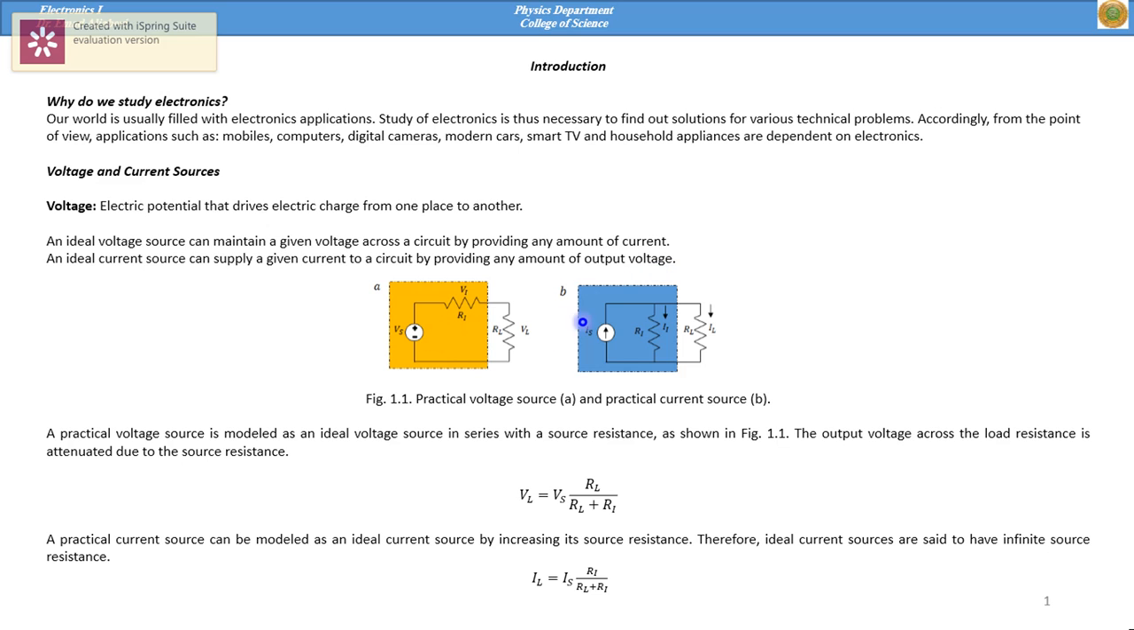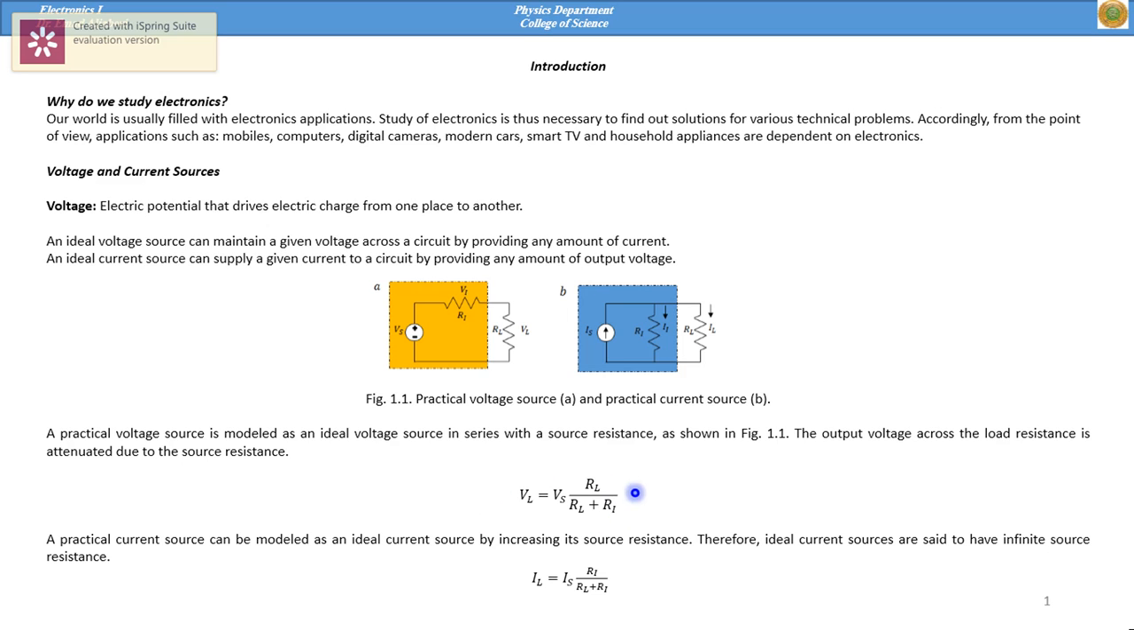These sources can be modeled by these figures. Here this is the voltage source, and another one is the current source. We can see in both figures there is an internal resistance labeled R sub I. So the output voltage here, V sub L, can be calculated using this equation. Here V sub L is equal to V sub S times R L over R L plus R sub I.